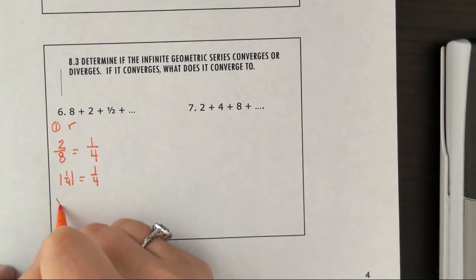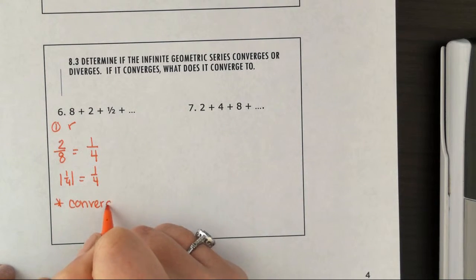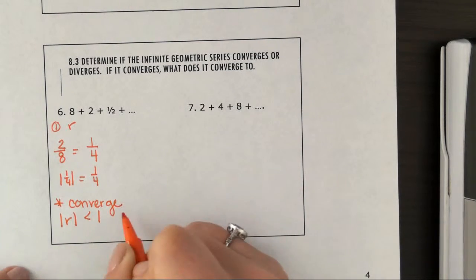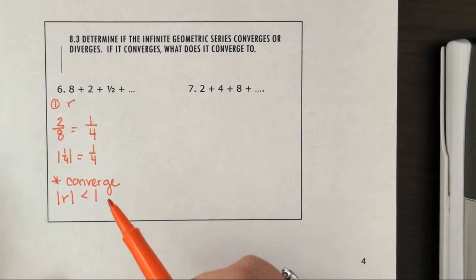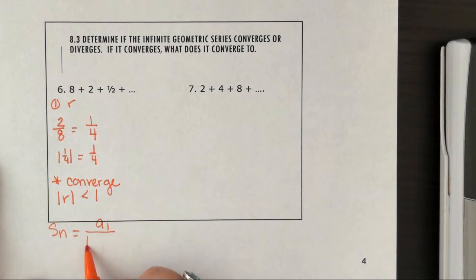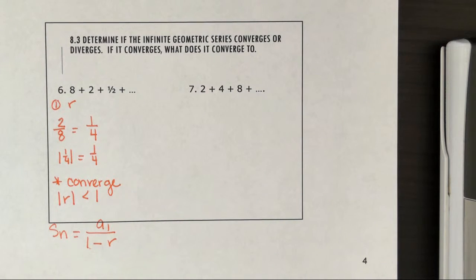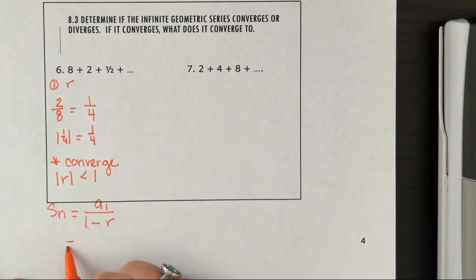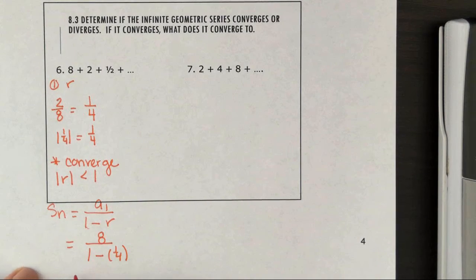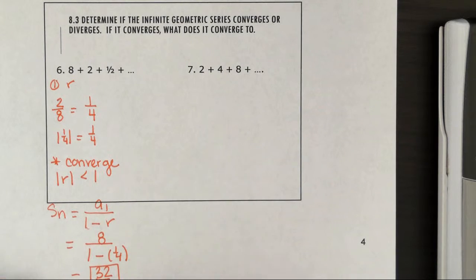So this is the case where it's going to converge because the absolute value of our common ratio is less than 1. Since it converges, we're going to decide what it converges to. I'm going to use this formula, a sub 1 over 1 minus our common ratio, which will be 8 over 1 minus 1/4, and that works out to be 32 over 3. So our sum is going to converge to that.